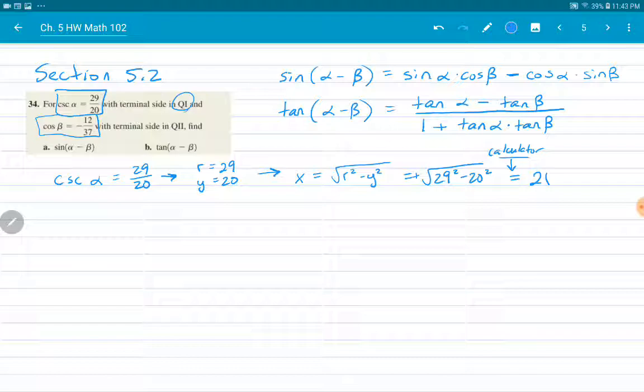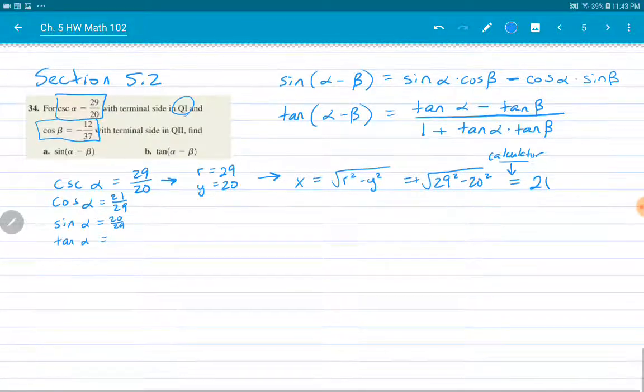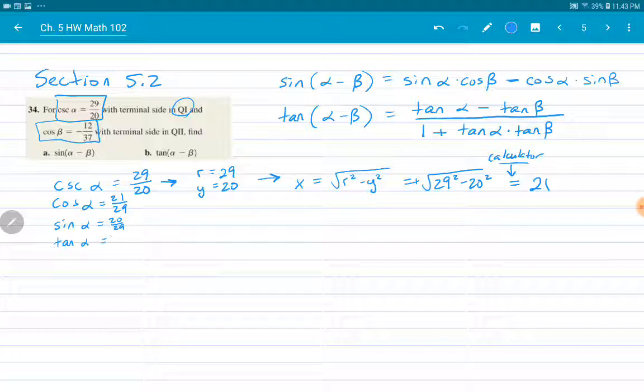So now I have x, y, and r, so I can find all the trig functions that I need. I need cosine of alpha, which is x over r, so that's 21 over 29. I need sine of alpha, which is y over r, so that's 20 over 29. And I need tangent of alpha, which is y over x, or I can just do sine over cosine, and that is 20 over 21.